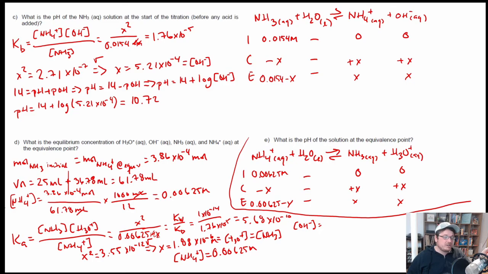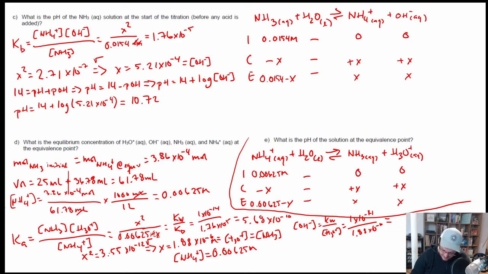So we want to calculate the concentration of OH minus. We just simply take Kw divided by H3O plus. So this is just going to be Kw divided by the concentration of H3O plus. That's 1 times 10 to the negative 14 divided by 1.88 times 10 to the negative 6. I'm going to run out of space, so I'm going to draw that somewhere else real quickly. 1 times 10 to the negative 14 divided by 1.88 times 10 to the negative 6.